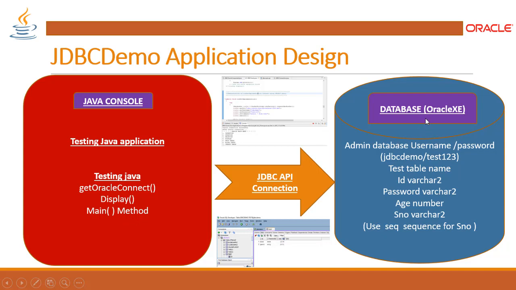On the other side, this is the database, where, during installation, Oracle specifically asks you to enter an admin database username and password. You have to remember that, because it's very important. When we work with the database, they will definitely ask you for this username and password. And I'm going to define the test table name, then ID, password, age, and serial number. And these values I'm going to display in my Java console during execution. And these are the data types used in the database. We'll learn about this in detail in the next few videos.